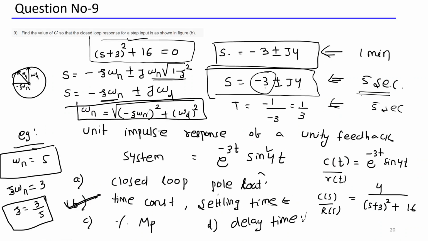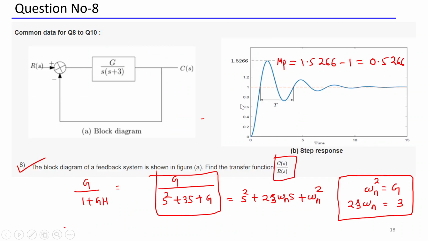Shall I move? Yes, next, sir. Find the value of g so that the closed loop response for a step input is as shown in the figure. So you have to find that g value first. How will you find g? Sir, g is nothing but omega n square, right?